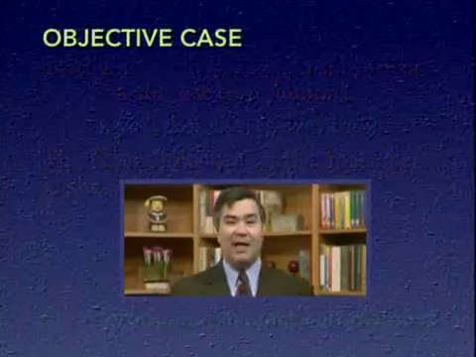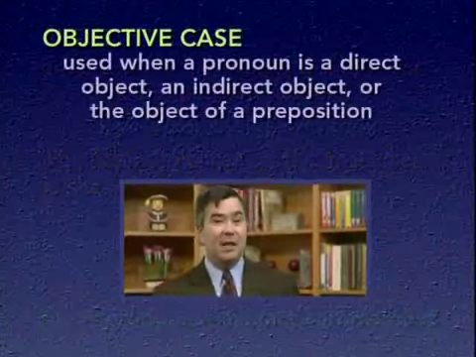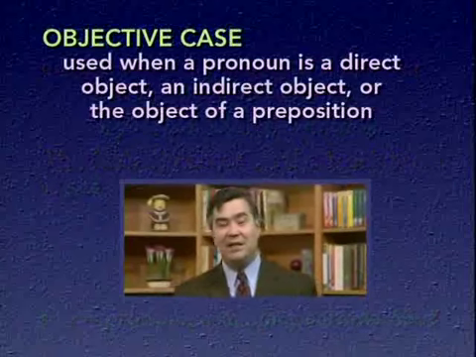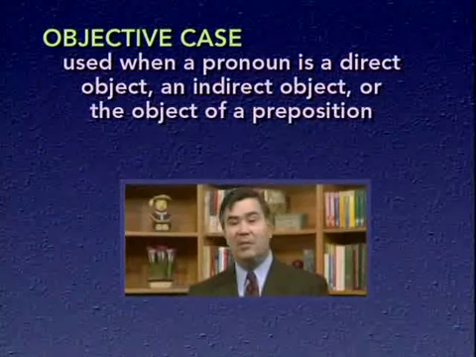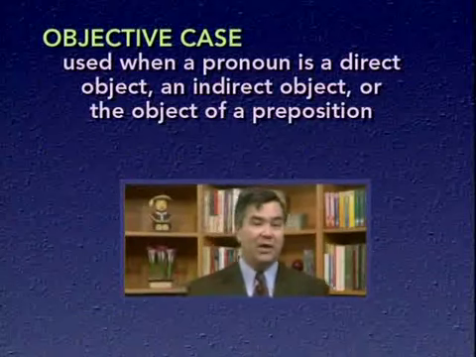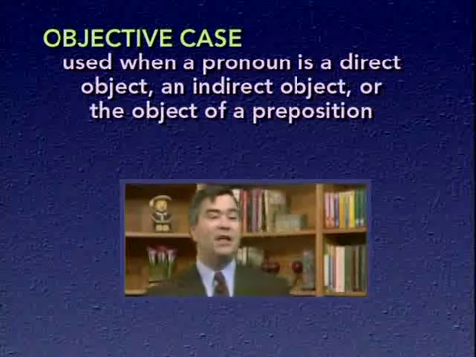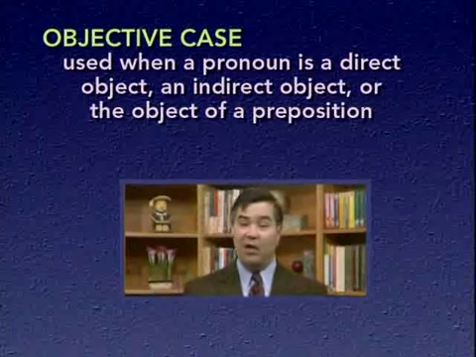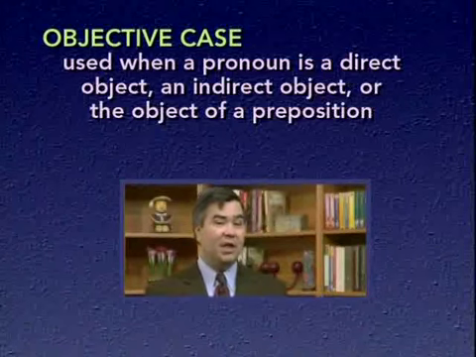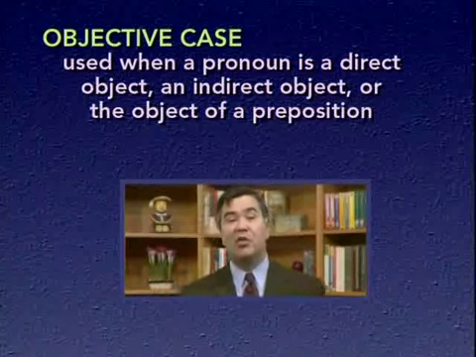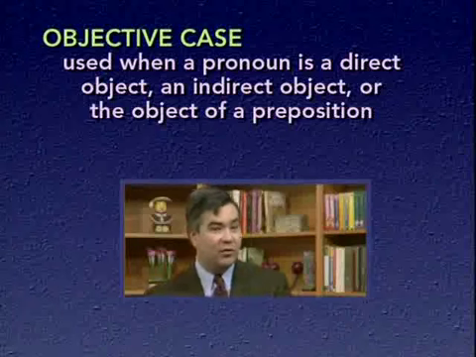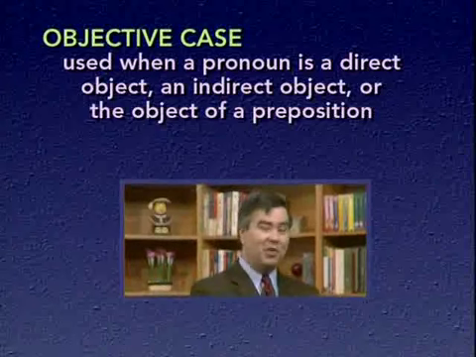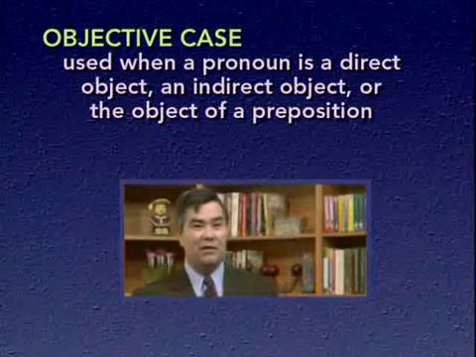The second pronoun case is the objective case. The objective case is used when a pronoun is a direct object, an indirect object, or the object of a preposition. Now you'll recall that in a sentence, a direct object receives the action of the verb. Not all verbs have direct objects. Only certain types of verbs, known as transitive verbs, may have direct objects. In a sentence where there's a transitive verb, the action flows from the subject through the verb to the direct object, which receives the action of the verb.